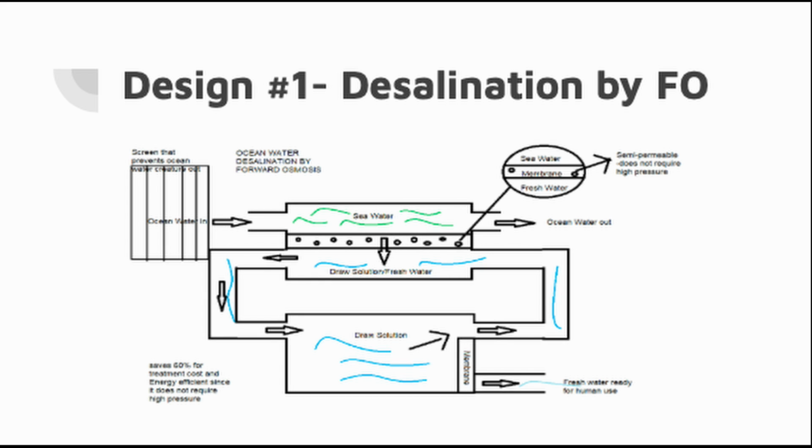My design is an ocean water desalination plant that uses the forward osmosis process. This will be built in a city near the sea. There will be a screen wall that prevents sea creatures from entering the plant. As the ocean water enters, it will pass through a semi-permeable membrane that extracts fresh water from the sea. Then it will flow to another area which will further desalinate the fresh water so that it will be good for human use.